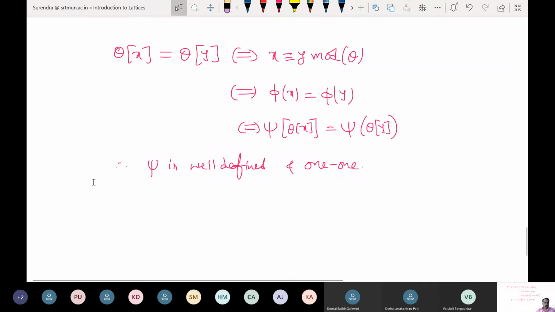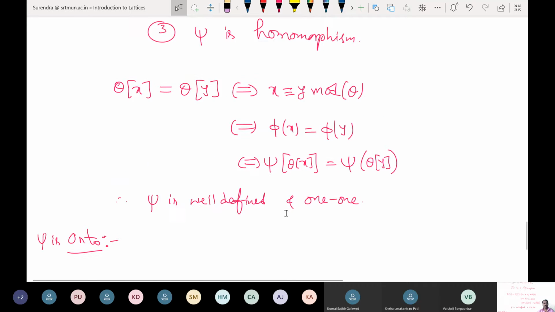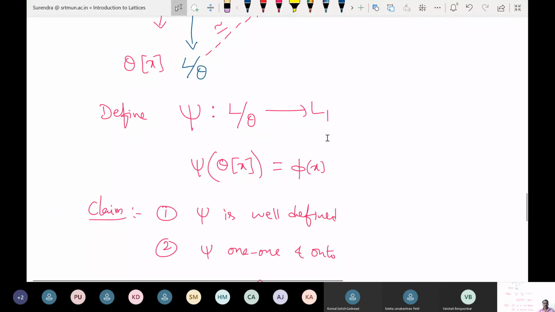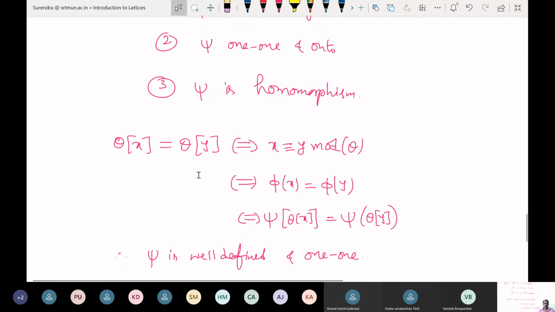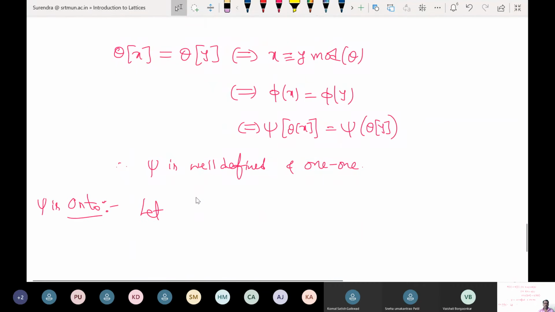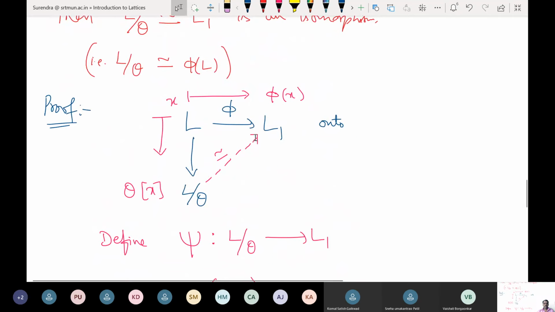Now we want to show that it is onto. Why is psi onto? What is meant by saying psi is onto? We want to show that for every element in L1, there is a pre-image. Is this clear? So start with some y in L1. Again you go to this picture. We have y in L1, and somehow we should get an element from L modulo theta. From here, because this map phi is onto, we get some element in L, and for that you take theta of that element, which goes to here.